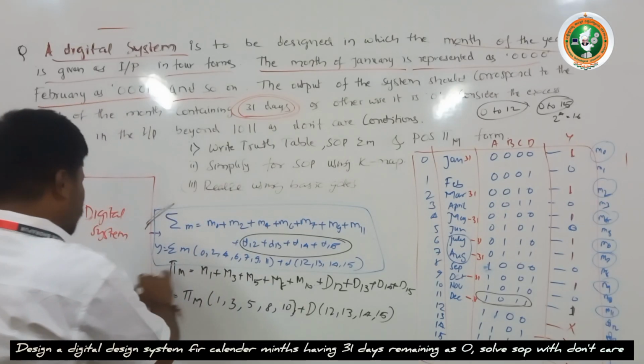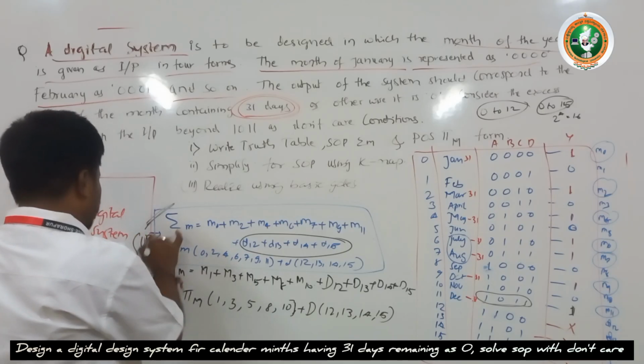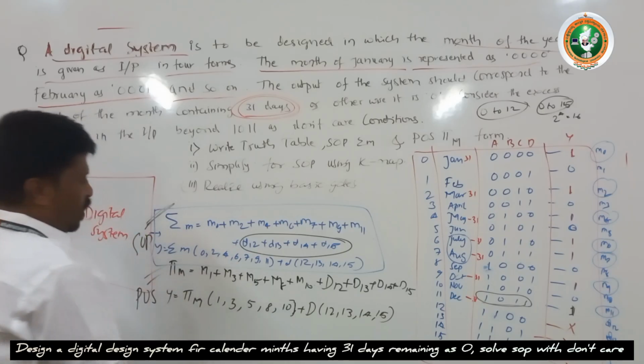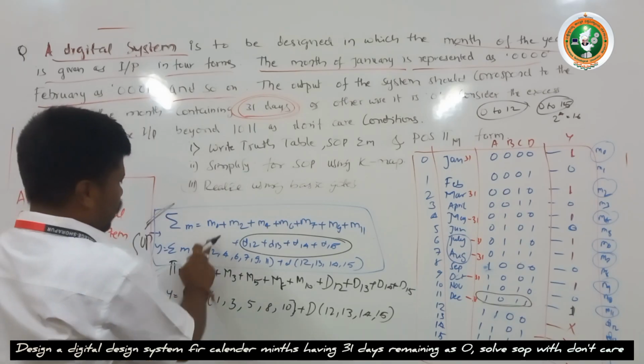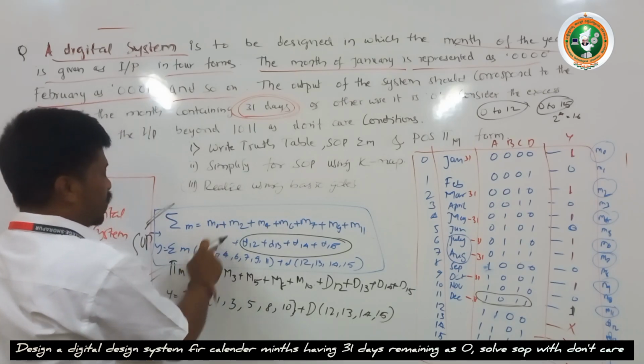Next, I have to write the POS form. How to write the POS form? Whichever terms are there in the SOP, the missing terms have to be considered as the max terms.